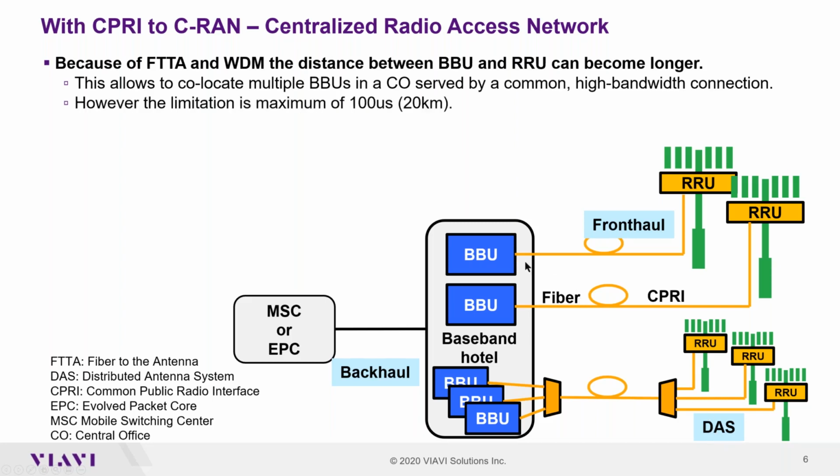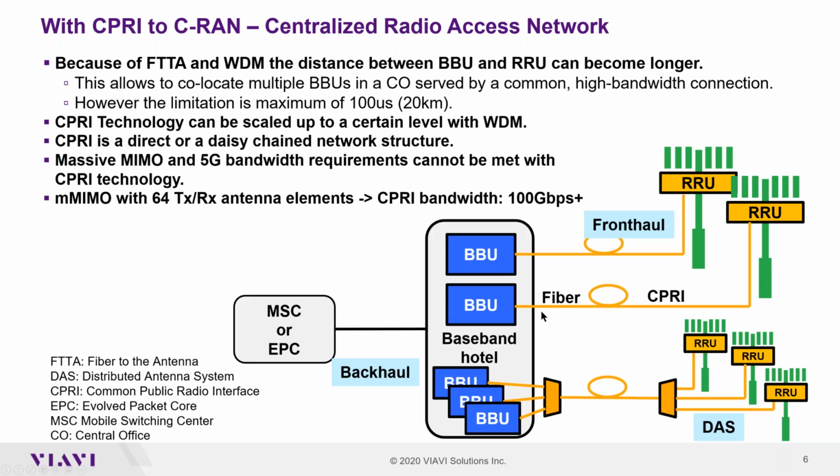However, with a fiber you can cover long distances, but with the CPRI protocol and allowed delays, the maximum delay between the baseband unit and the radio unit is 100 microseconds. This is around 20 kilometers. So it's quite a large area, but it's a limitation.